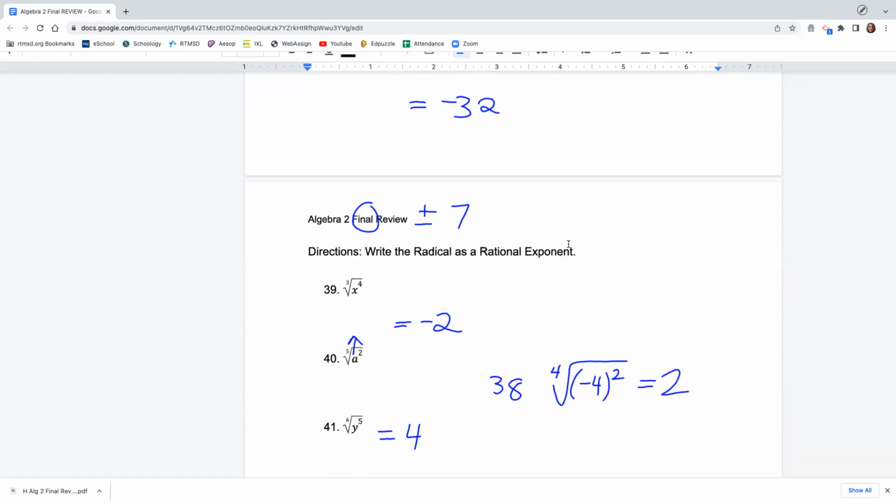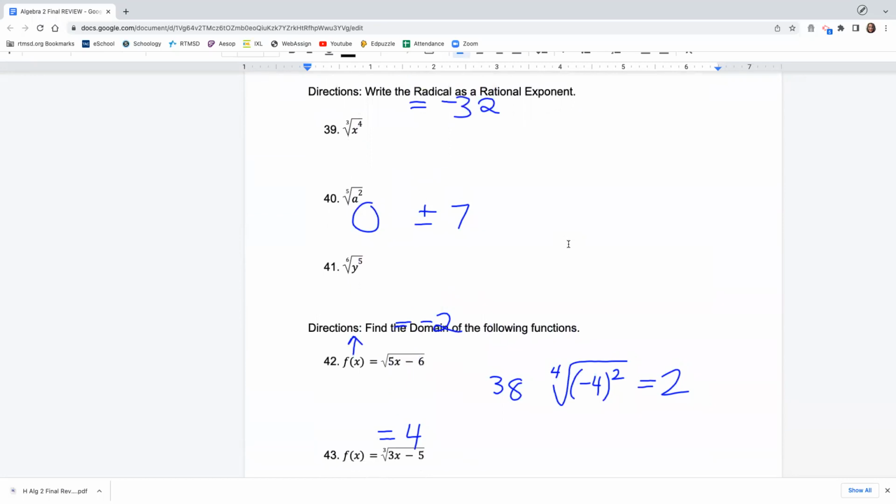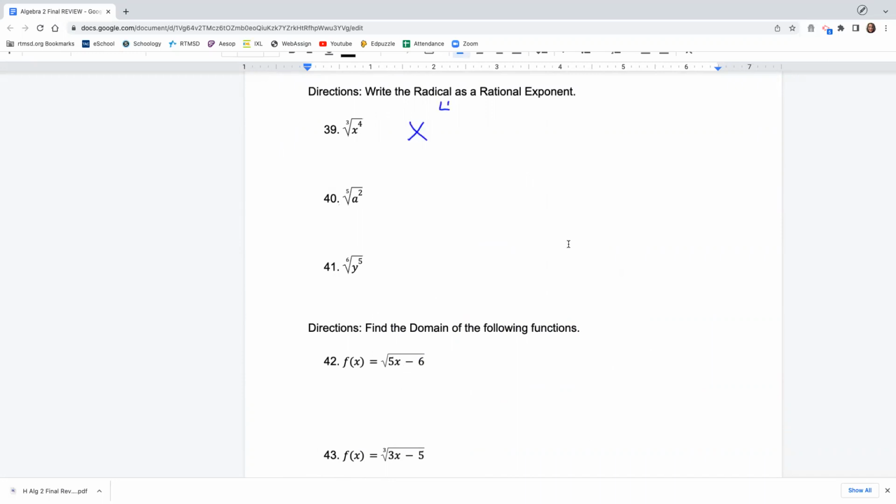All right, another couple of quick questions, taking radicals and putting them into rational form. So 39, we have x to the power of 4/3, a to the power of 2/5, and y to the power of 5/6. It's really important just to memorize that this number here is the numerator of your fraction, this number here is the denominator of the fraction, and this number here is the base of the exponent.